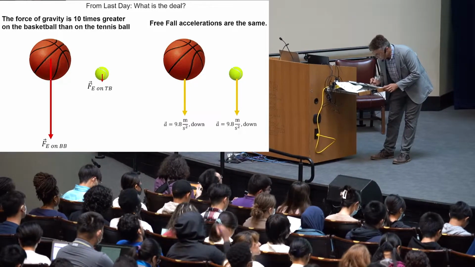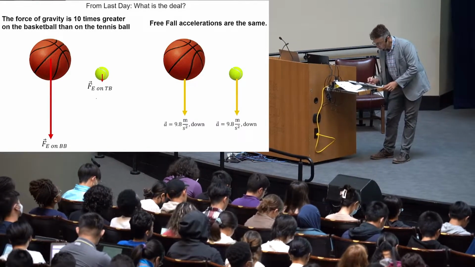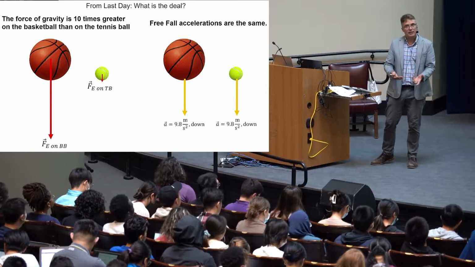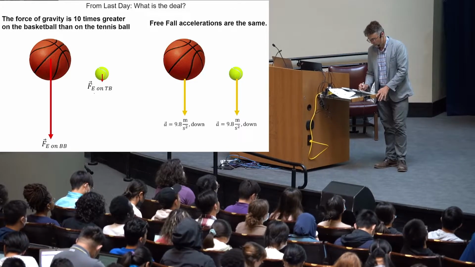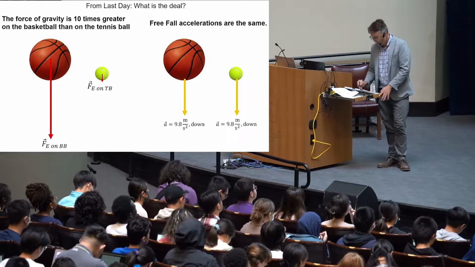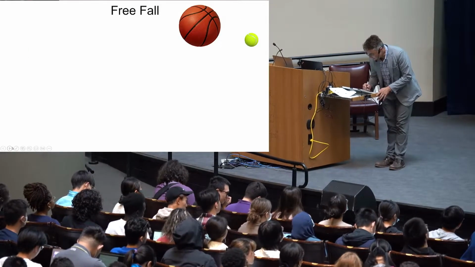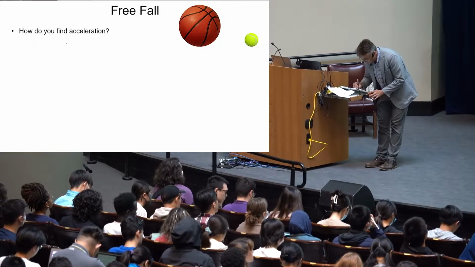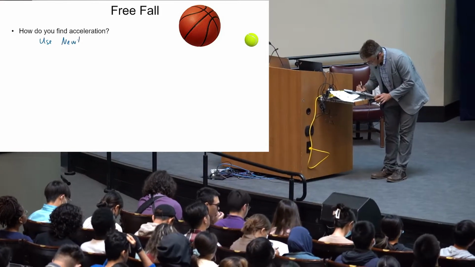We know that if we were to put it on a scale, the basketball weighs more. So the force of the Earth, the gravity force pulling down on the basketball, is quite a lot more than the force, the E stands for Earth there, of gravity on the tennis ball. However, their accelerations are the same. So why is that? Well, how do you find acceleration? You actually use Newton's second law.